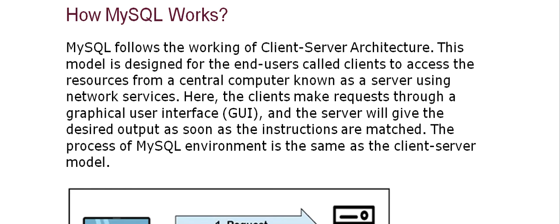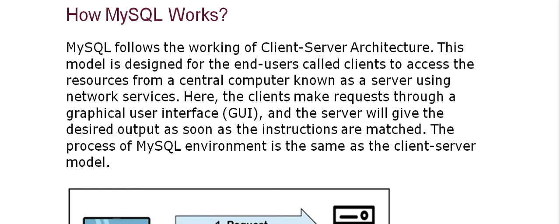This model is designed for end users called clients to access the resources from a central computer known as a server using network services. Basically, as I told you, all the information is kept on the server so that each and every client will retrieve or obtain this information from the server. This is what we call the central computer, where all the information is kept. So here the client makes the request through the graphical user interface, commonly called the GUI, as we will see also, and the server will give the desired output as soon as the instructions are matched.